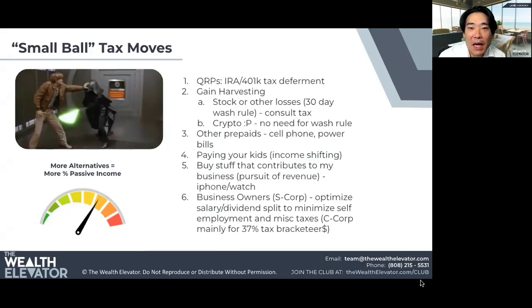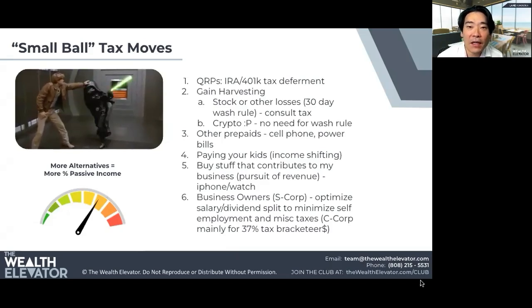But just to whet your appetite, some of these things that people will do: use qualified retirement plans, self-directed IRAs, solo 401ks, gain harvesting, wash sale rules, paying off your cell phone or your power bills a year earlier to capture those losses, paying your kids, which is essentially a way of income shifting from your high income to their lower income. You're going to need an LLC for that. And then general business deductions.